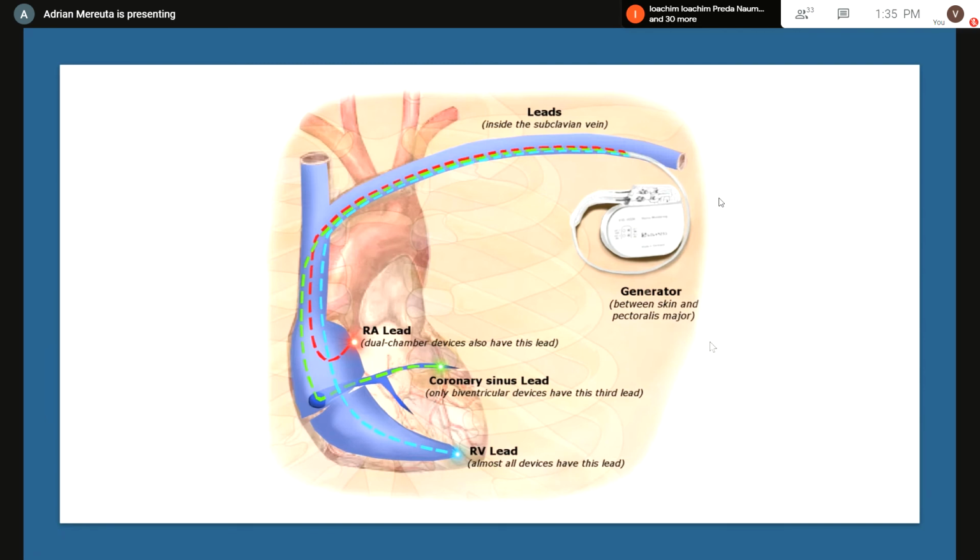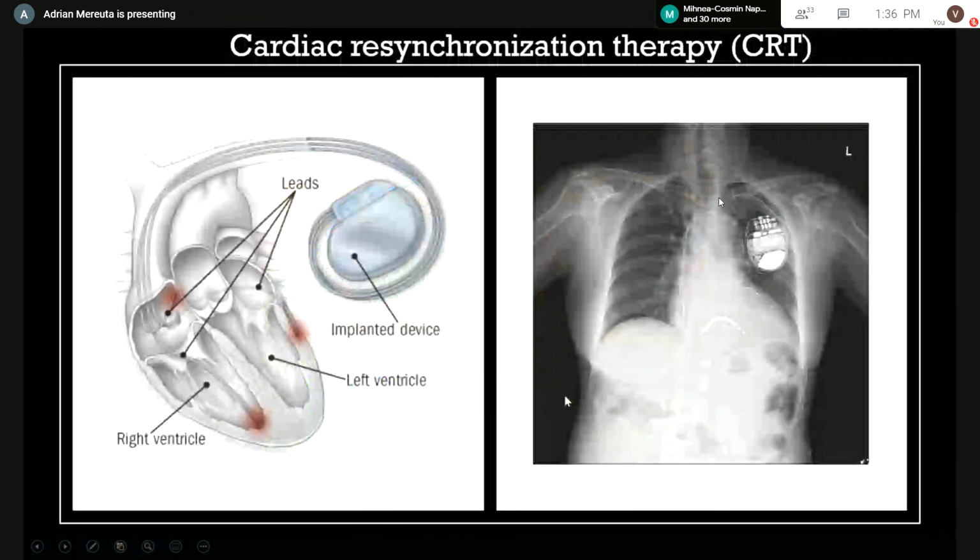Okay, you see here, usually it's put in by the subclavian vein. There is a right atrium lead, a right ventricle lead, and this one in the coronary sinus. This is only for the left ventricle.